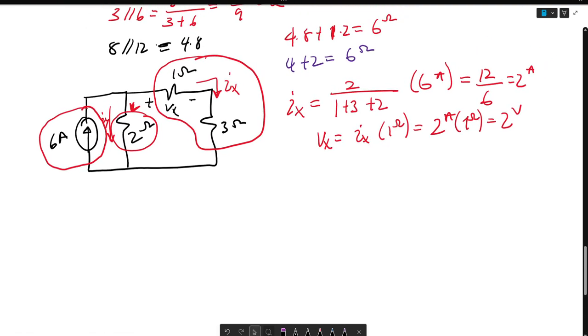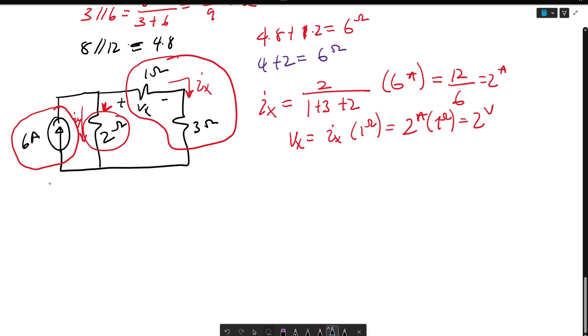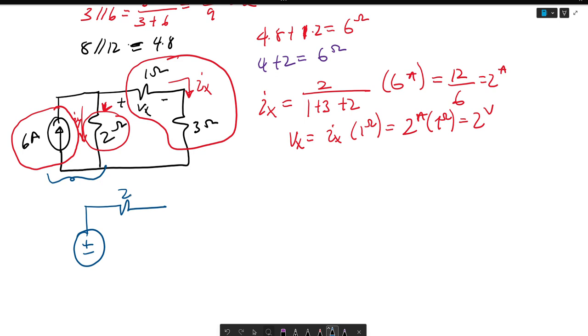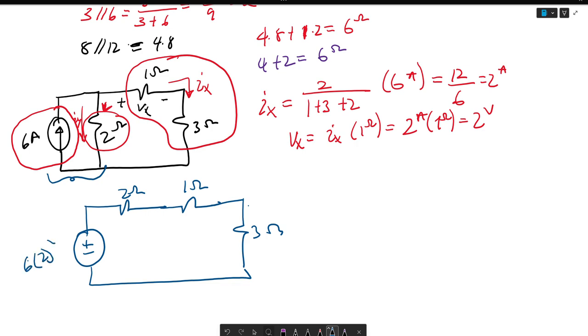Another way to solve for Vx is if we use superposition here, which we learned in a previous lecture. You could say then that this is plus minus, this is 2 ohms, this is 1 ohm, this is 3 ohms, and this is 6 times 2 volts, or 12 volts.